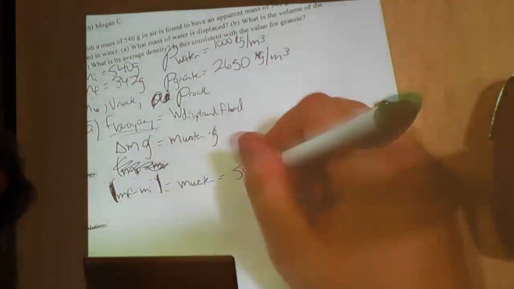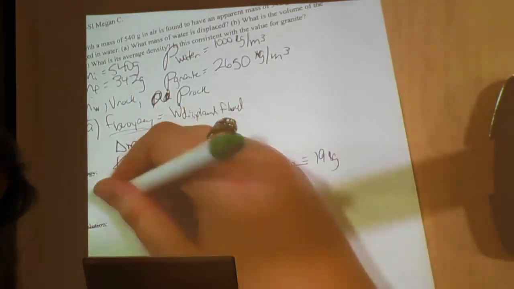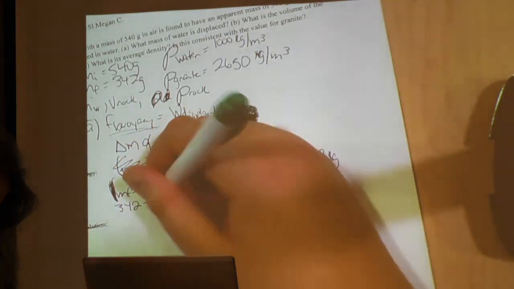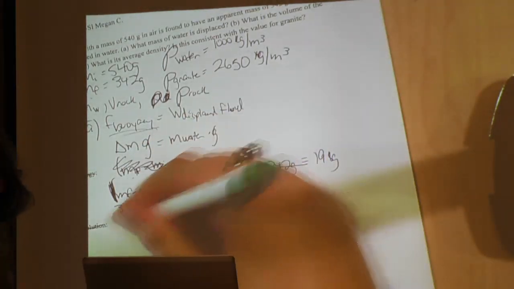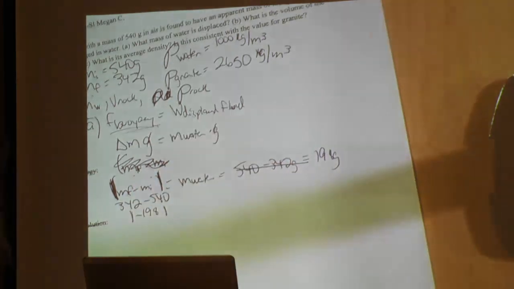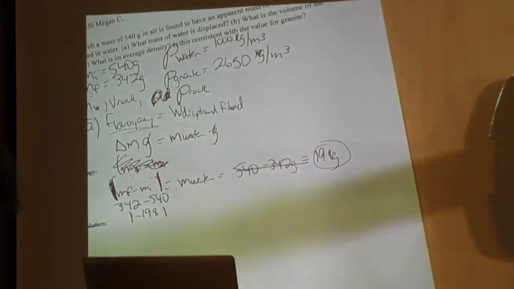That's the problem. So it should be 342 minus the 540, and this will still come out to the 198. It'll be negative, but it is absolute value when you're doing the change there. So it should be positive 198 grams. Yeah, so that's correct. So it would be the 198 grams.